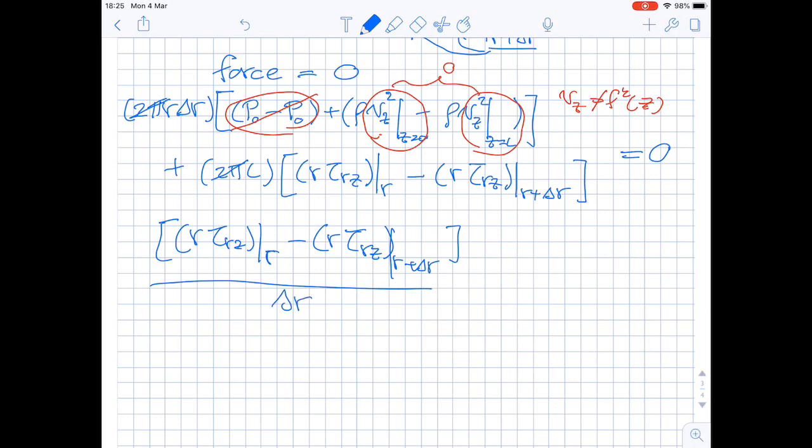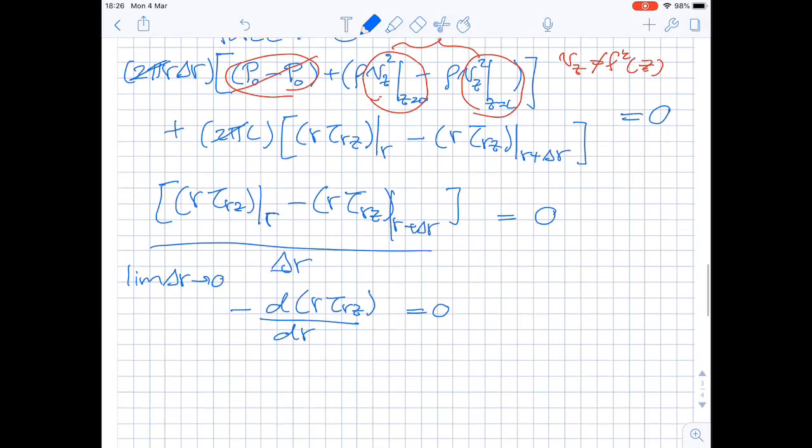divided by delta R equal to 0. And according to the definition of differentiation, this term should be minus d of r tau rz by dr equal to 0, after taking the limit delta r approaching 0. Alright.